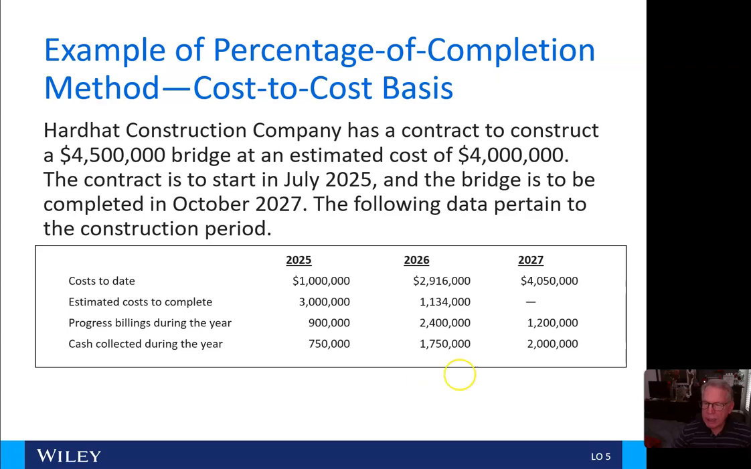Okay, an example. Hard Hat Corporation has a contract to construct a $4.5 million bridge at an estimated cost of $4 million. The contract is going to start July 2025, and the bridge is to be completed in October 2027. The following data pertain to the construction period. And here we have our costs to date, our estimated cost to complete, the progress billing during the year, and the cash collected during the year.